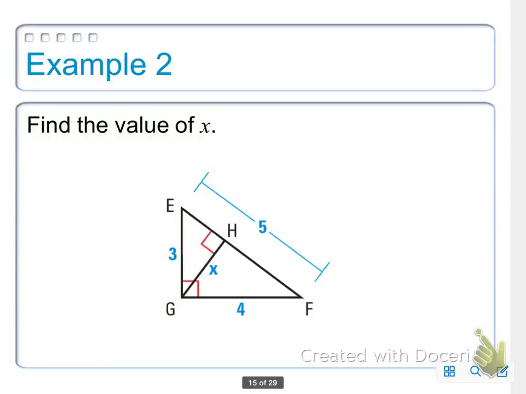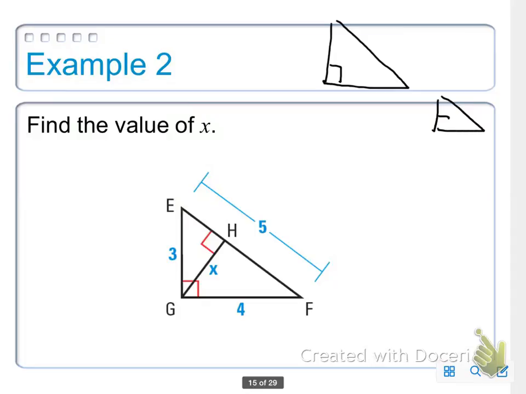In this example, we need to find x, which is the altitude that goes from G to H in the big triangle. So we need to redraw the triangle. So we've got the big triangle here. I'm going to draw the medium triangle right here, up here, facing the same way. Here's the right angle. And then I'm going to draw the small triangle right here.